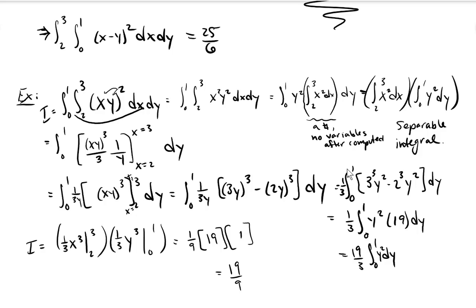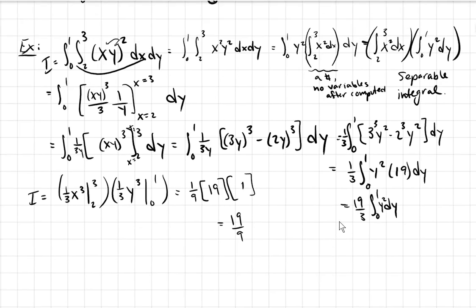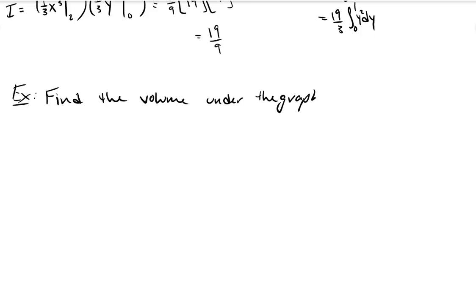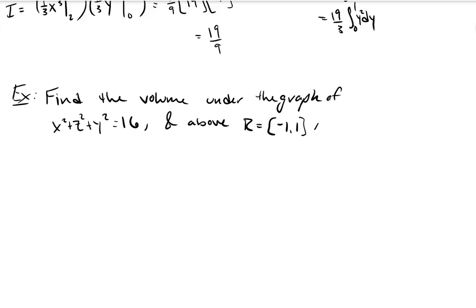Let's look at one more example down here. Let's look at this example. Let's find the volume under the graph of this equation and above this rectangle R equals -1 to 1 in both directions.